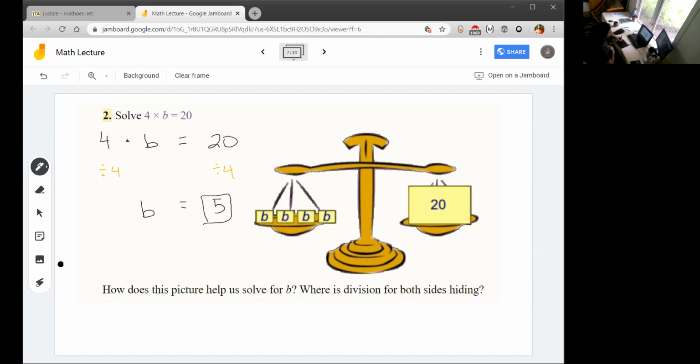So when we said the yellow divided by 4s are important because we're doing the same thing to both sides of the equation, then how can I explain that in a picture if I'm someone that likes pictures? The picture has 4 b's, and they weigh as much as something that weighs 20. So where is the dividing by 4 happening in my picture?